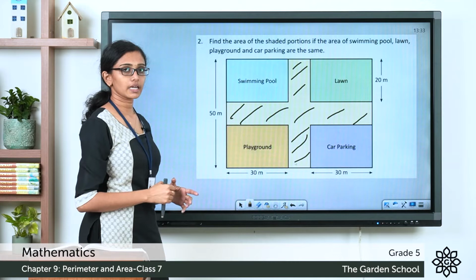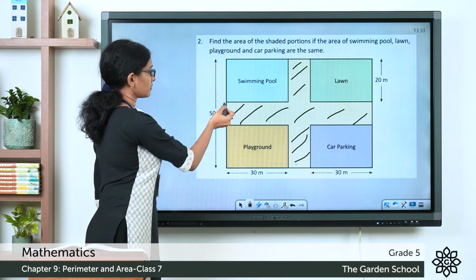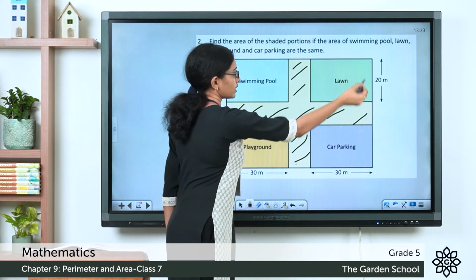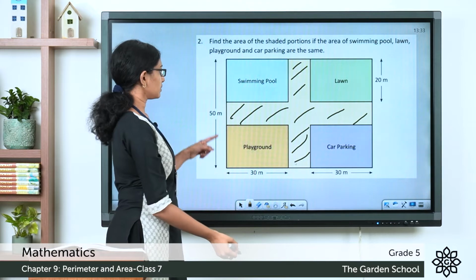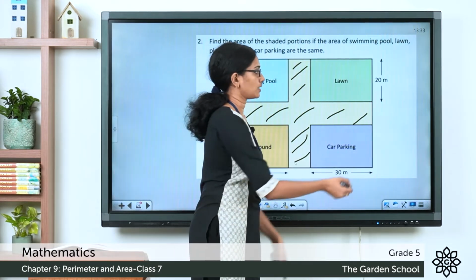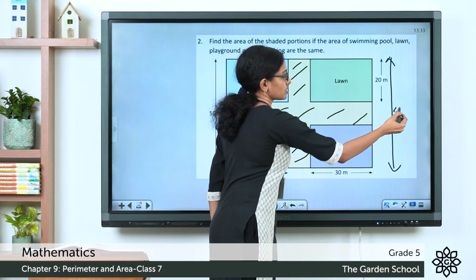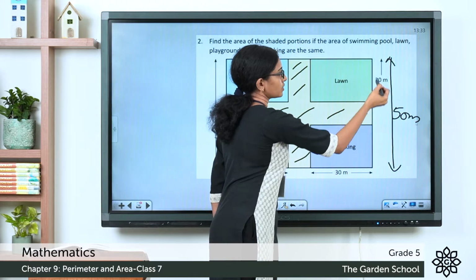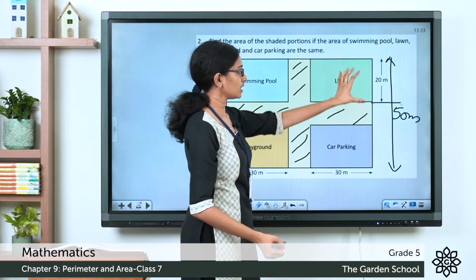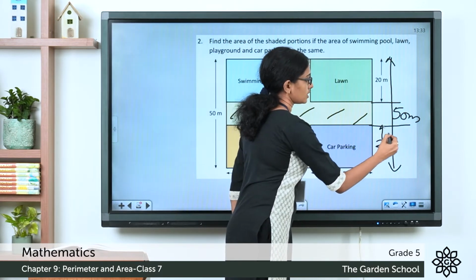How do we find out the area? So we know this whole length, but we don't know this length. But we know something else. See, this total length here and here is the same. So if this is 50 meter, this whole length should also be 50 meter. So from here to here, it is 50 meter. And we know till here, it is 20 meter. So since these two have the same area, if this is 20, this should also be 20 meter.